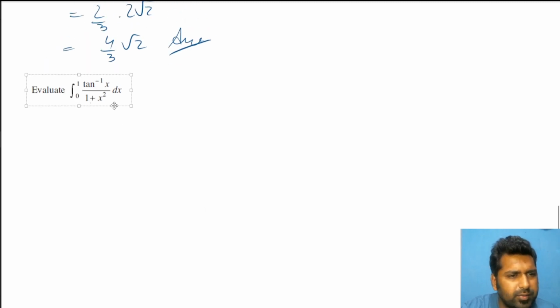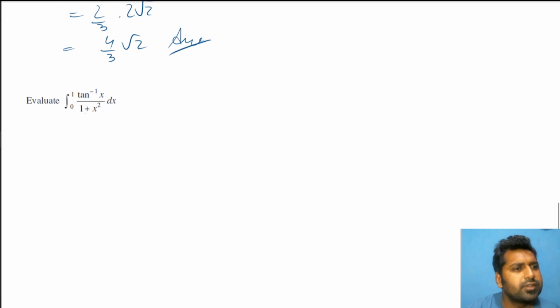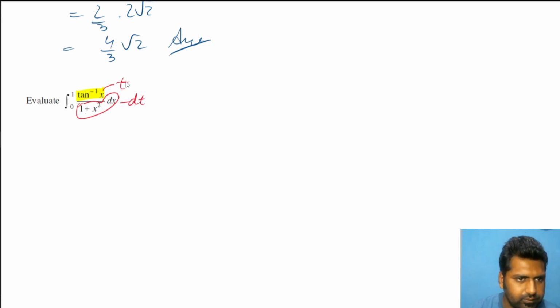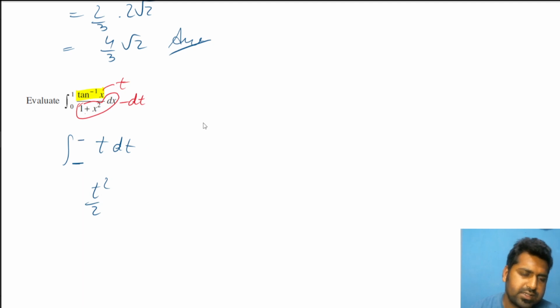Again, I think from an integration point of view, if you have gone through all the notes, this should be a piece of cake. Tan inverse x should be t. This whole thing, tan inverse x differentiation is 1 upon 1 plus x squared, dx becomes dt. That's not the problem. The problem is changing the limit. Of course, this integration becomes t dt, which is t squared by 2. But I have to decide the limits.